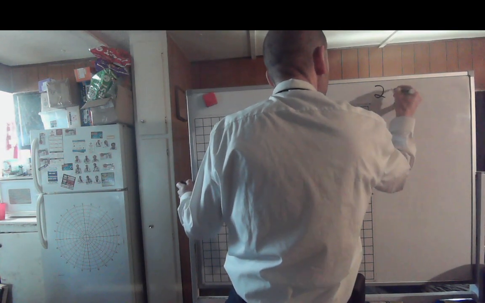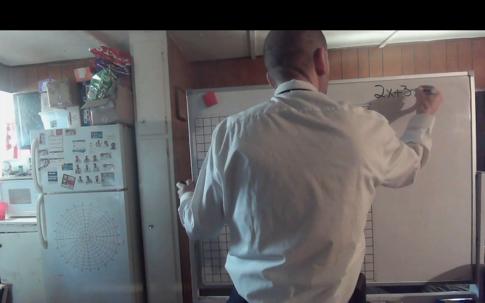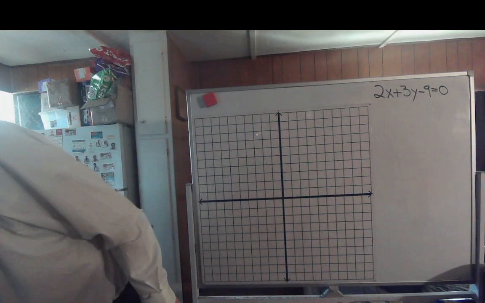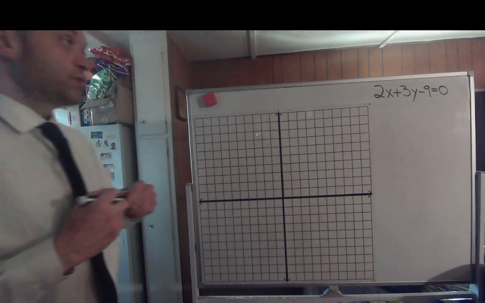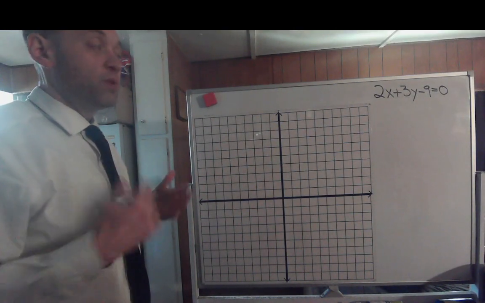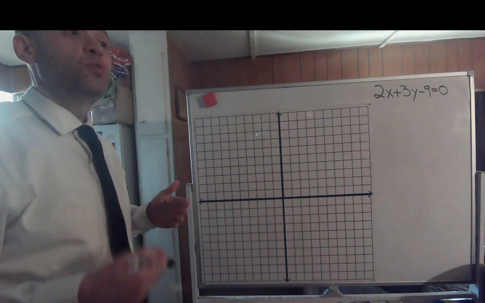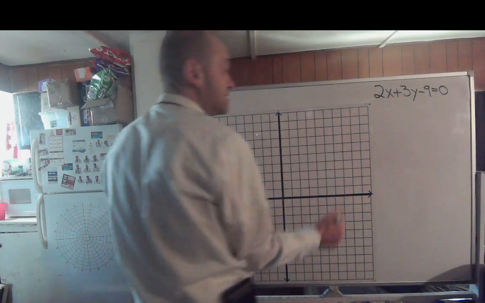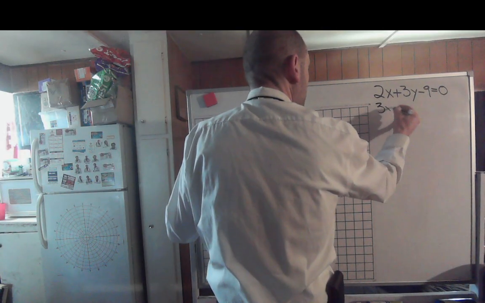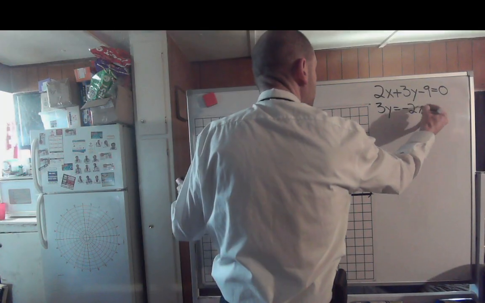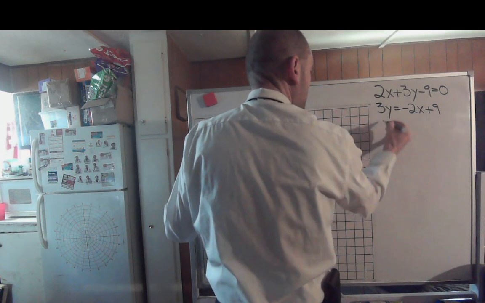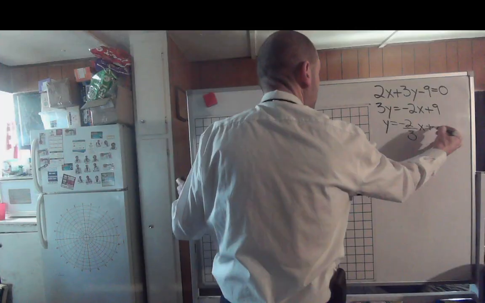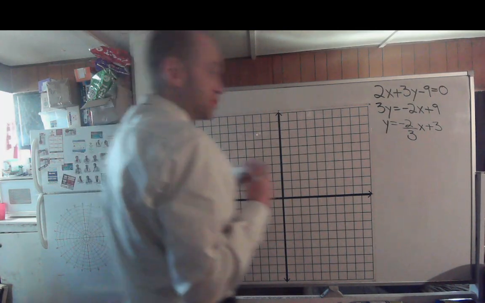All right. So we have 2x plus 3y minus 9 is equal to 0. We want to get this into slope-intercept form so we can find the slope and the y-intercept. So get the y by itself. So you would have 3y would equal negative 2x plus 9, which would give you that y equals negative 2/3 x plus 3.